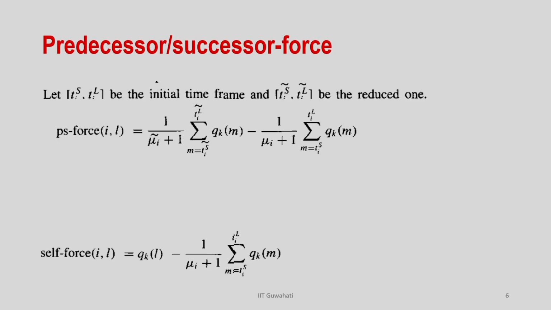The basic idea is that if we try to schedule an operation Vi in time step L, it will increase the concurrency in that time step and it will decrease the concurrency of the other time steps where it could have been scheduled. Also, once I schedule this operation in time step L, it might impact the node that is its predecessor and the node that is its successor. How? Because the time frame of the successor node might reduce, because this is the last time stamp where this operation can be scheduled. That we have understood in detail in the last class.